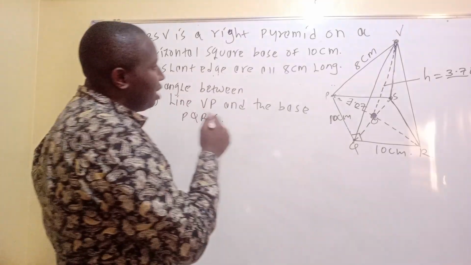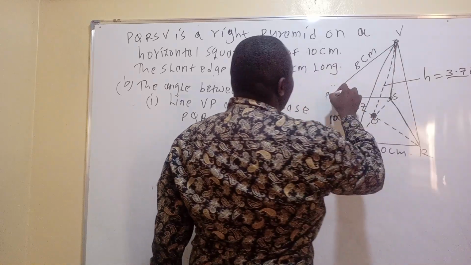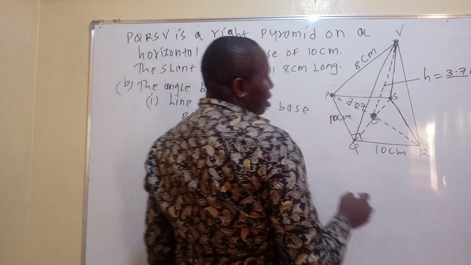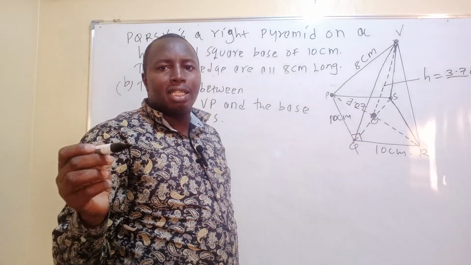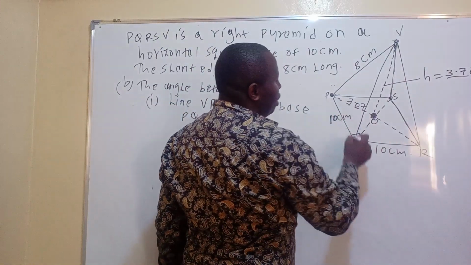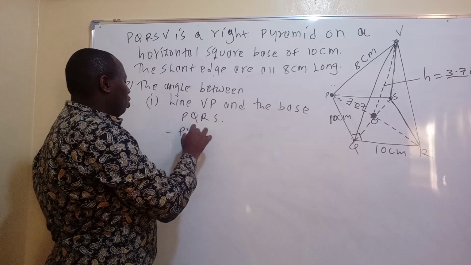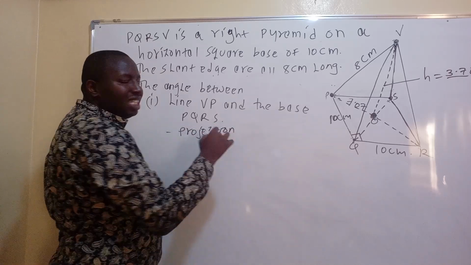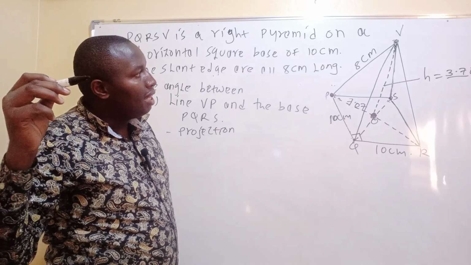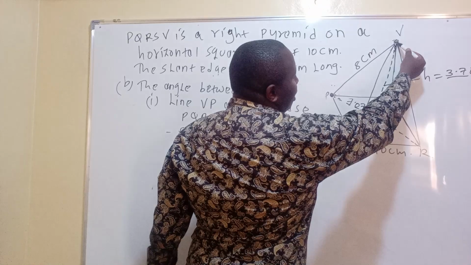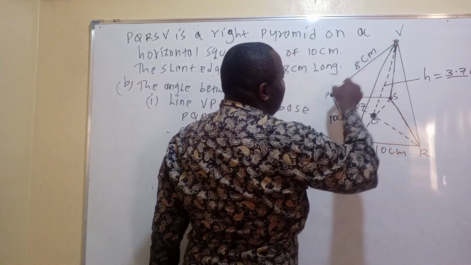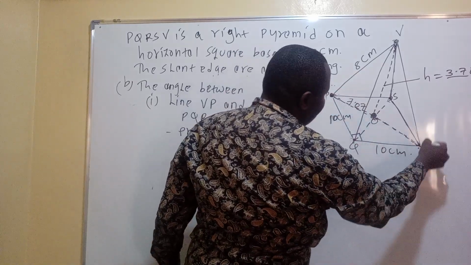So in this case, identify the line VP here and the plane PQRS. So the projection is the shadow of the line on the plane. So you identify the projection of that projection, that in this case we call the shadow. So in this case, note where the line VP on this plane PQRS casts its shadow; this shadow will come along this line PR.